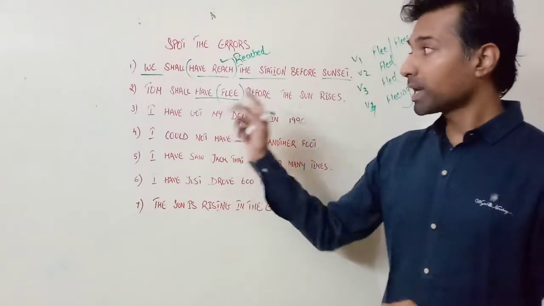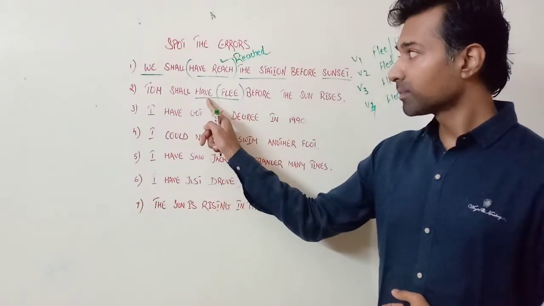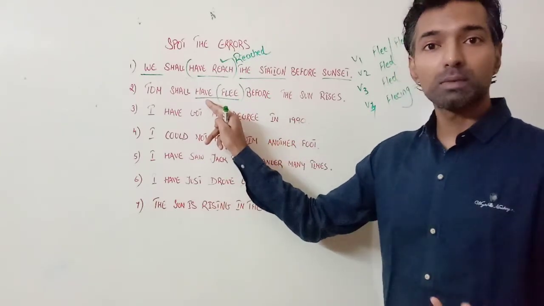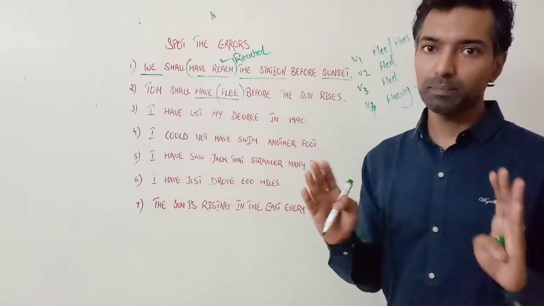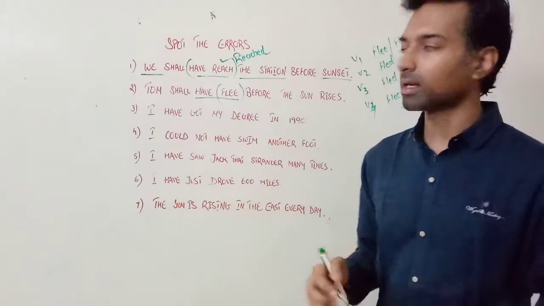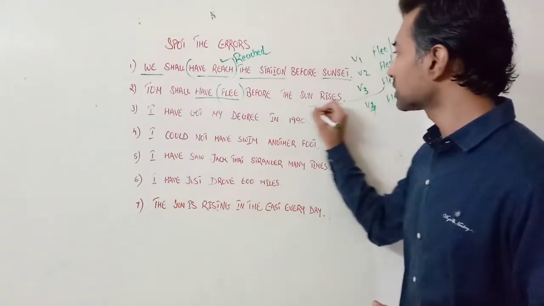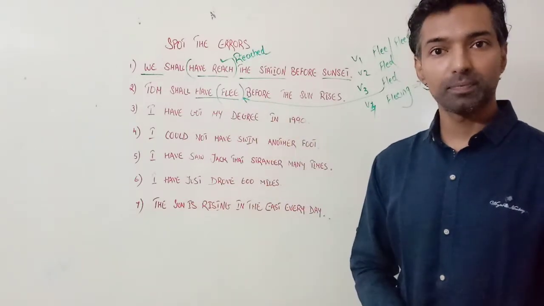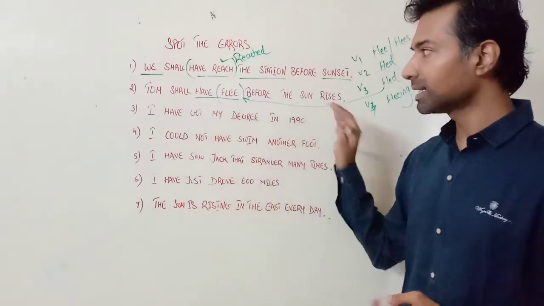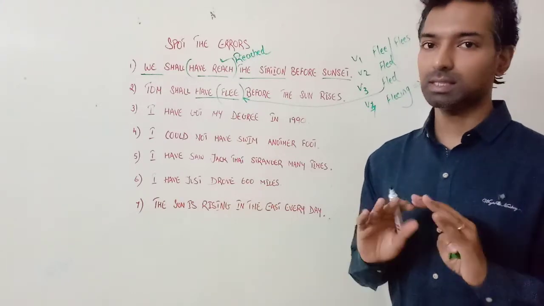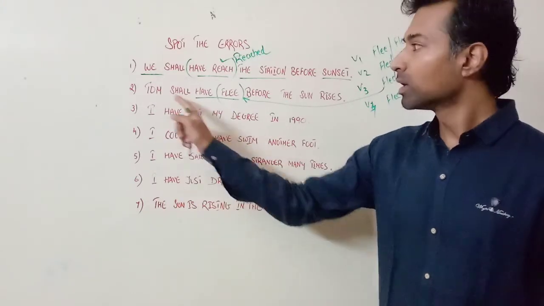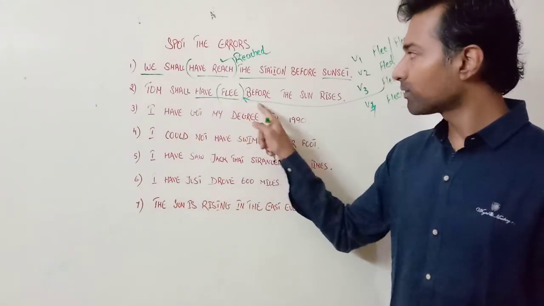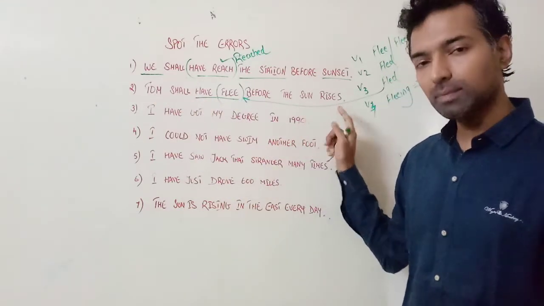Okay, so when you have verbs associated with relative verbs like have, has, had, remember the verb form has to be in the V3 category. So logically I'll put this instead of this. That's how the sentence grammatically sits and satisfies. So the sentence becomes: Tom shall have fled before the sun rises.